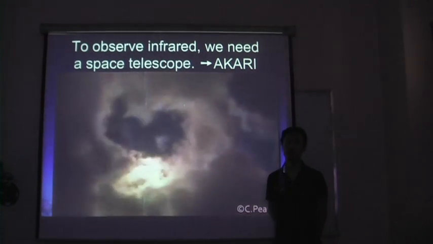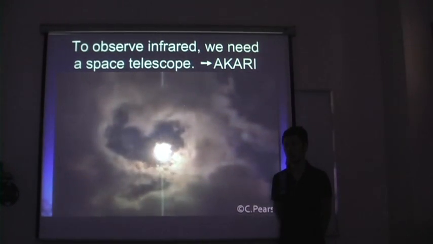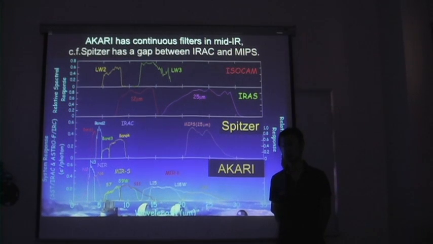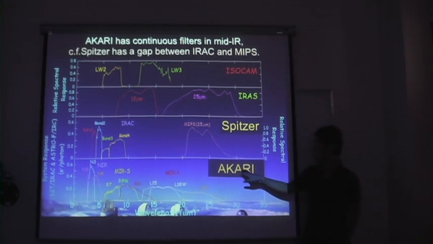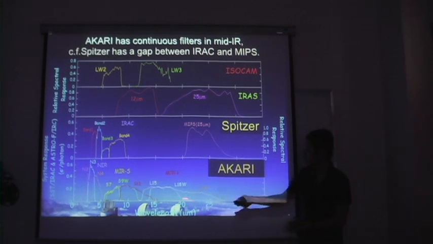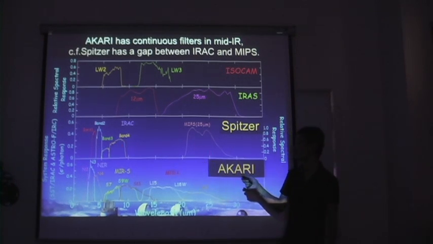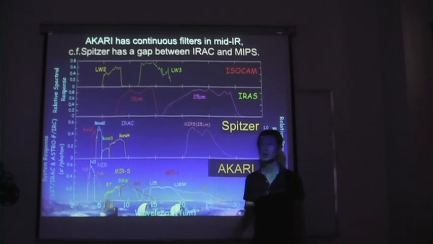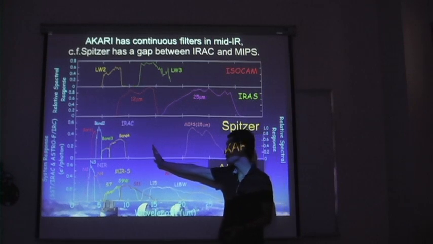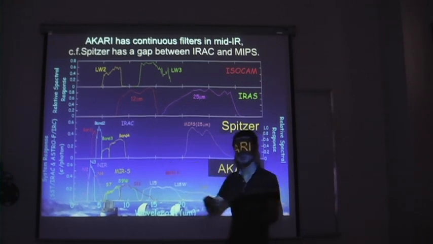One of the nice features of AKARI is its continuous 9-band mid-infrared filters. These are AKARI's filters in mid-infrared. From 2 to 24 micron, AKARI's 9 filters continuously cover the entire mid-infrared range. Spitzer had a large gap between IRAC 8 micron and MIPS 24 micron. Here is the large gap. So if the feature of your galaxy that you are interested in falls into this gap, then you have a problem.